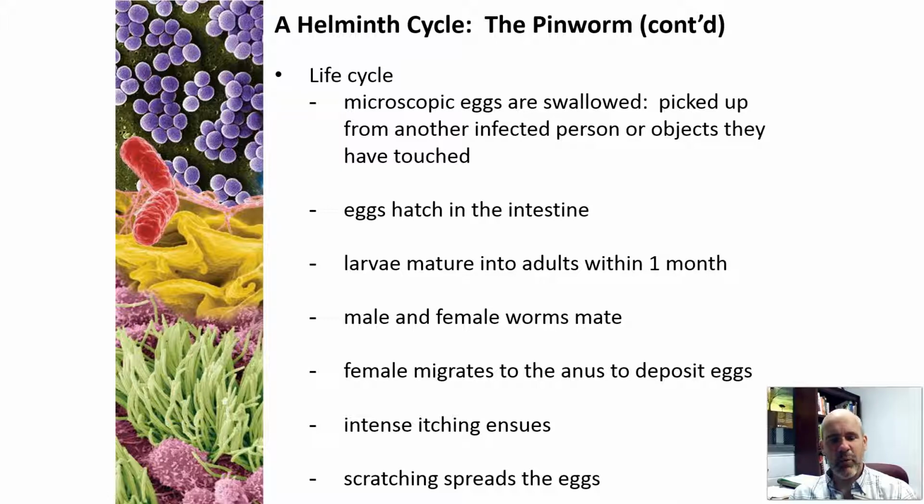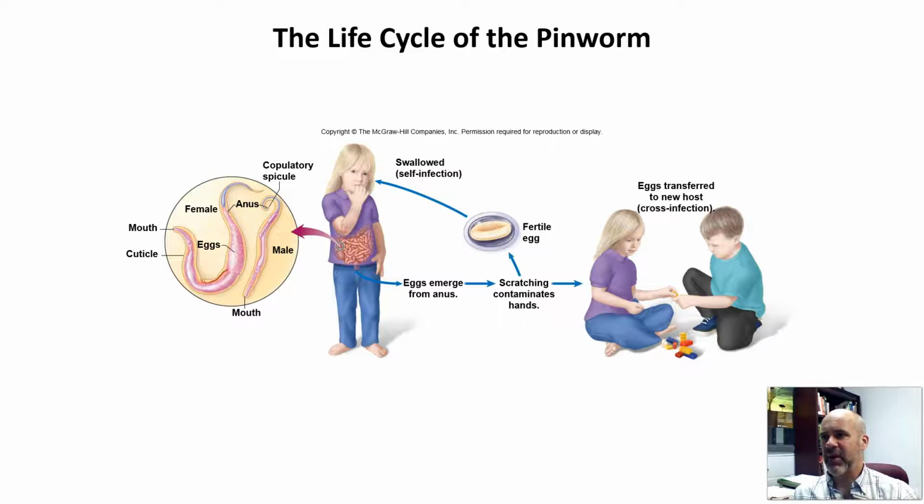And if you think about it, if you're a worm and you want to get yourself transmitted from one host to another, that's a good thing to cause itching, because the little kids are going to dig around their anal area and pick up these eggs on their fingers and touch stuff, and then other people come along and touch those things and wind up picking up the pinworms as well. So they're very highly contagious. They spread very, very easily from one person to another.